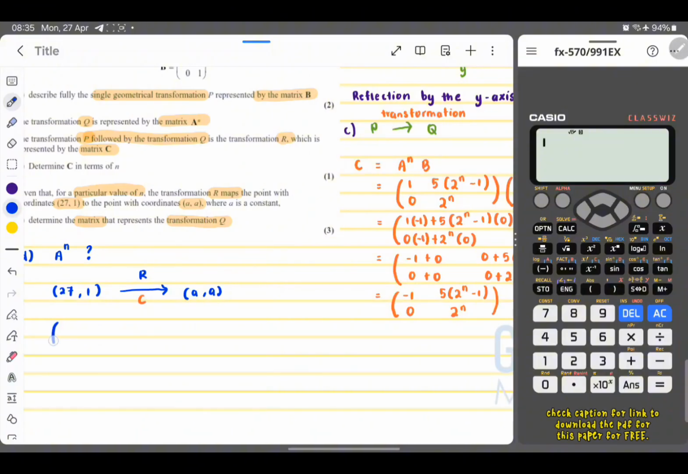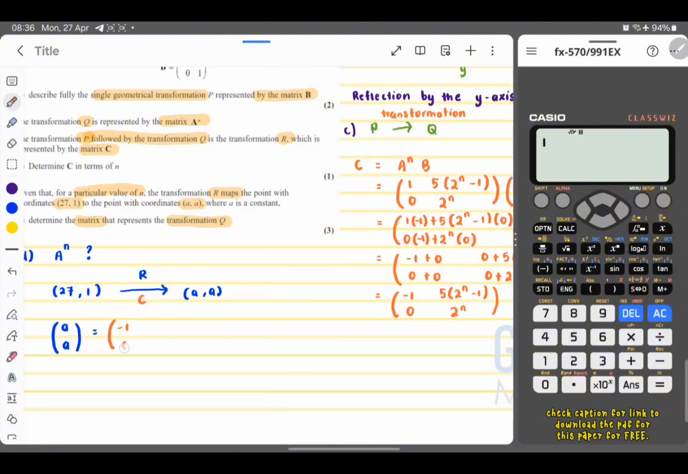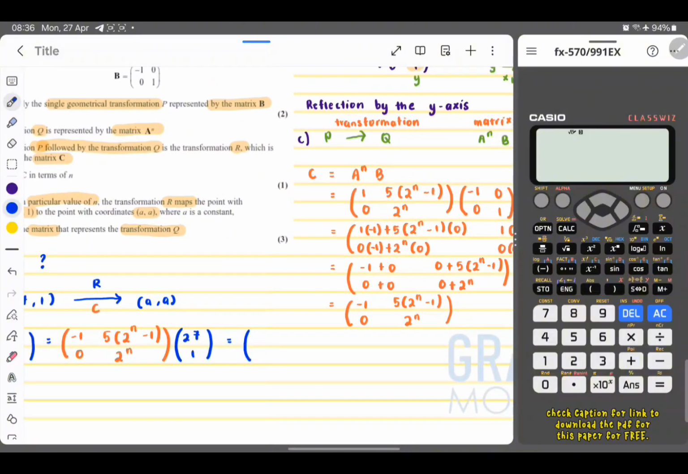So it would be, the image A is equal to matrix C, which is -1, 0, 5, open bracket, 2 to the power of n minus 1, 2 to the power of n, multiplied with the original coordinates 27, 1, equal to, let's perform matrix multiplication. So this multiplied by this.